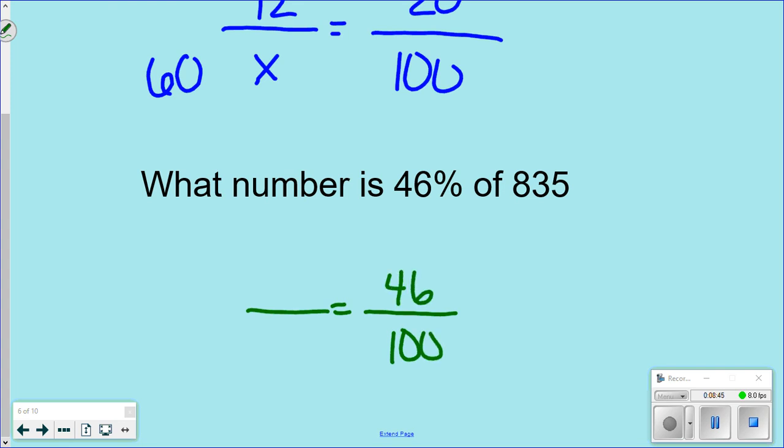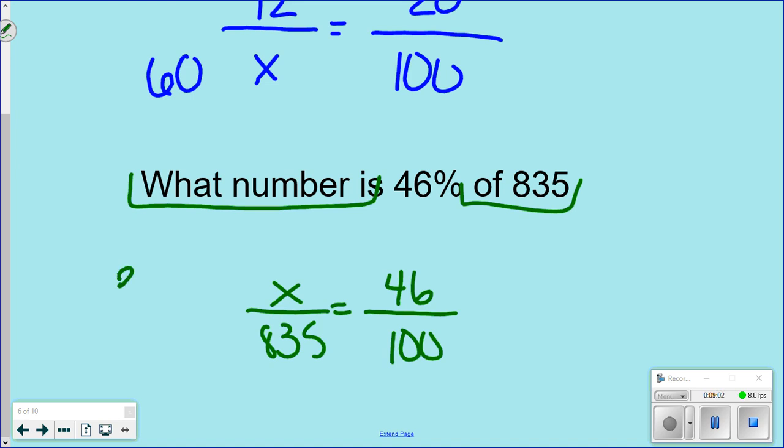Okay, my two things I set in stone there. What number is 46% of 835? My "of" is going to go down here, so I'm looking for part of it. That's what it's going to look like. And I'm going to use my cross products, which I hope you did already, 835 times 46 divided by 100, and I get 384.1.